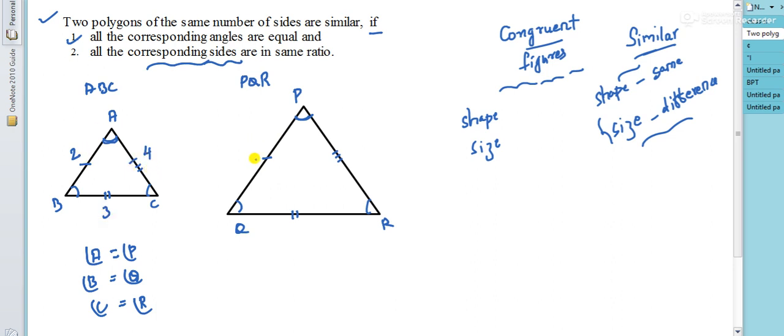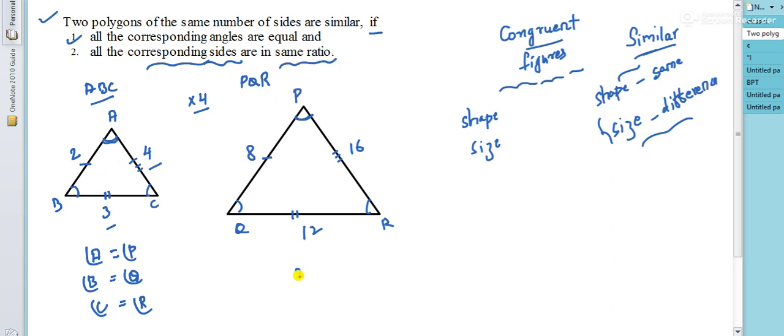Now same ratio means this can be either smaller or bigger by a particular factor. For example, if I take this triangle as 4 times bigger than ABC, then if this is 2, this will be 2 times 4, 8. This will also be multiplied by 4, so 3 fours are 12. And 4 fours are 16. It means the corresponding sides are now in the same ratio.